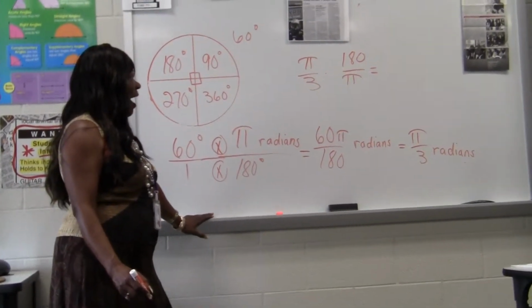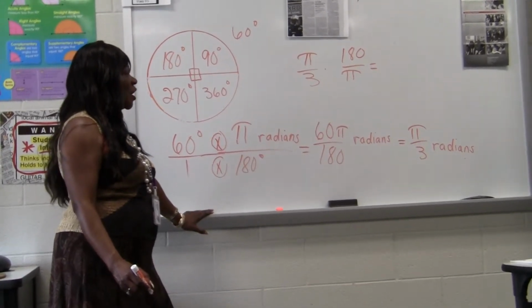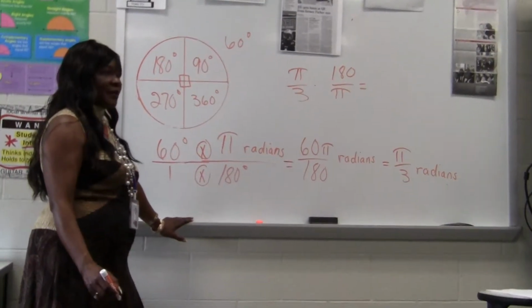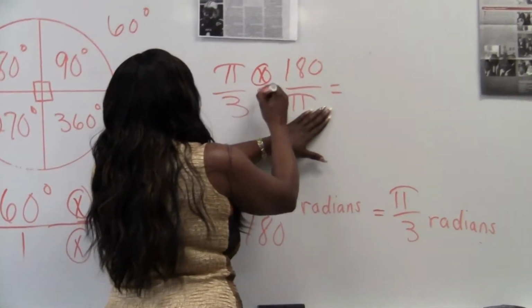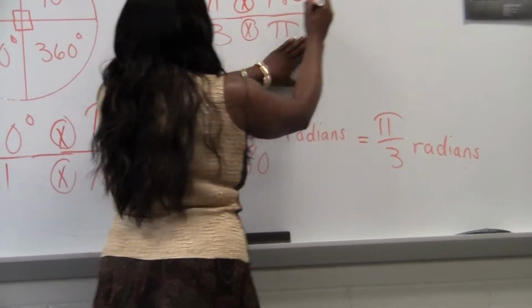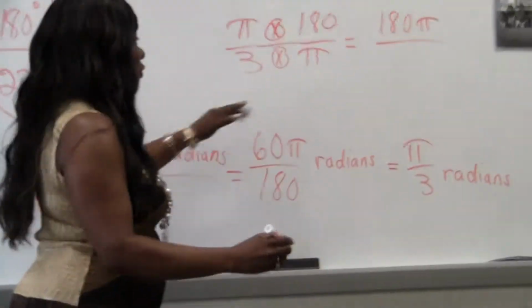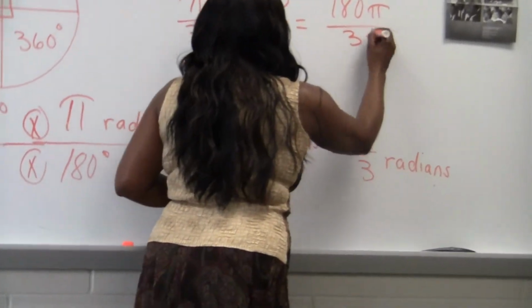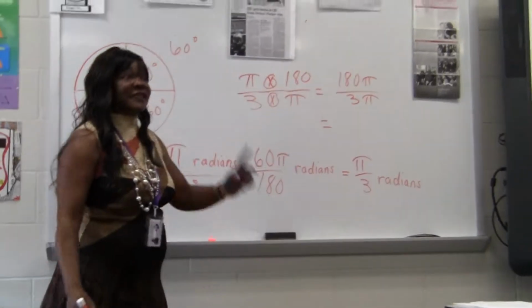I got pi radians over 180 times 180 over pi. Multiply your numerator first. 180 pi. Very good. 180 pi over what? 3 pi. Now tell me what my answer would be. 60 degrees.